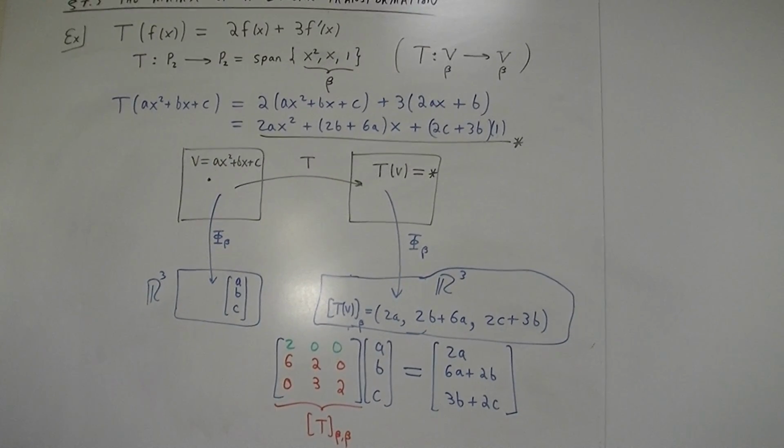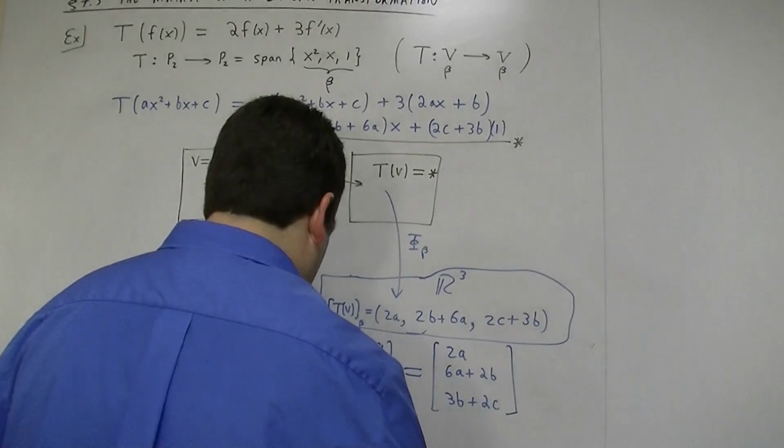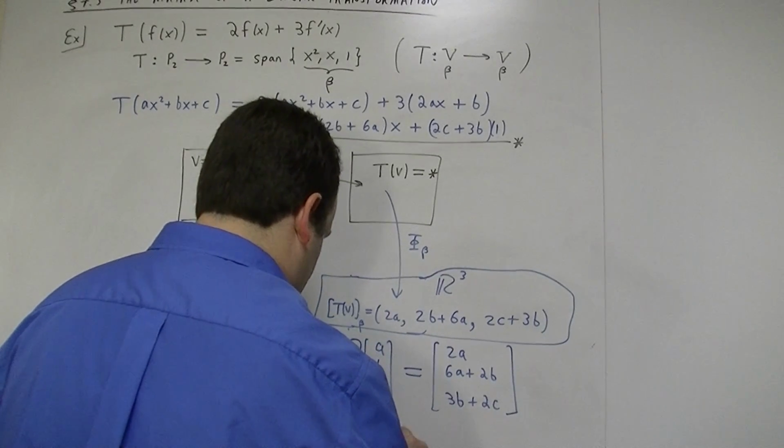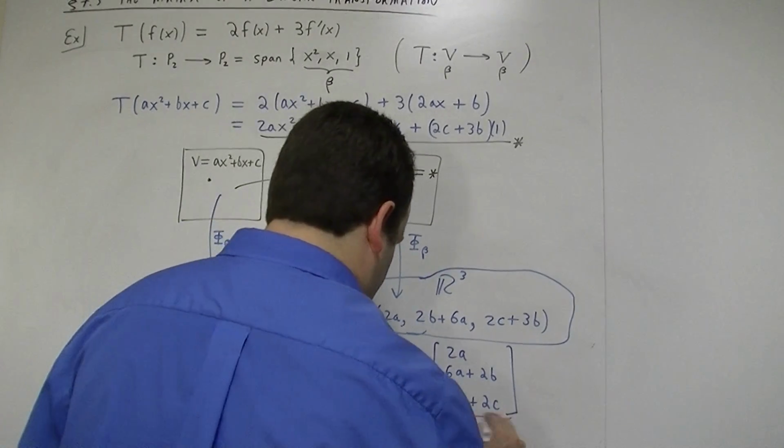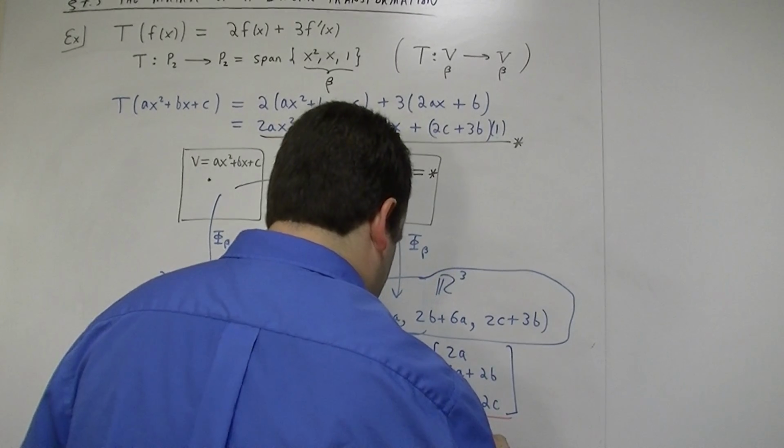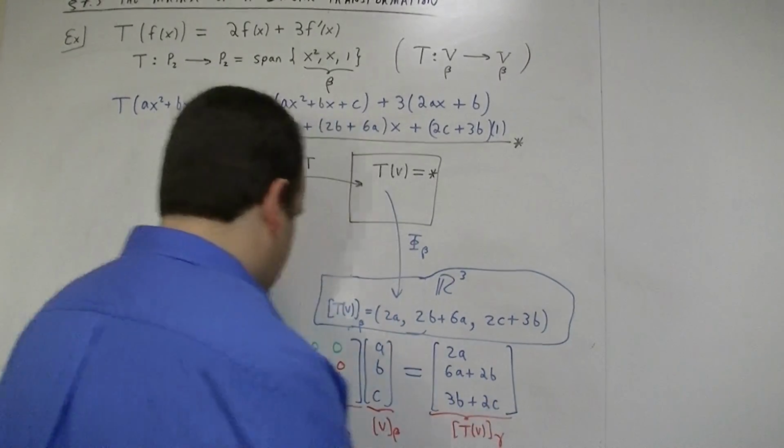Again, to emphasize the procedure, you might want to put down what these markers correspond to, put another line on that. Oh, these guys. Oh, I see what you're saying. This is V beta. Thank you, Bailey. And this is T of V gamma.